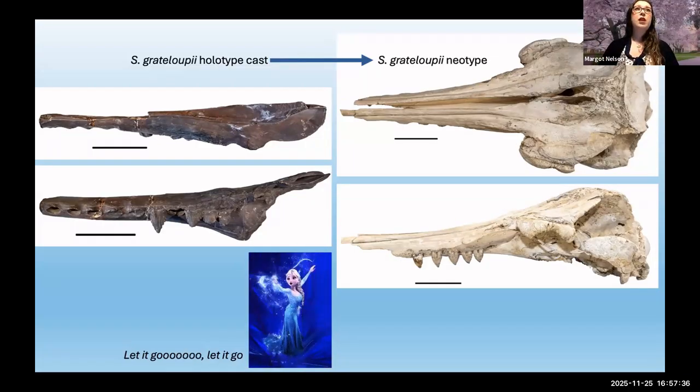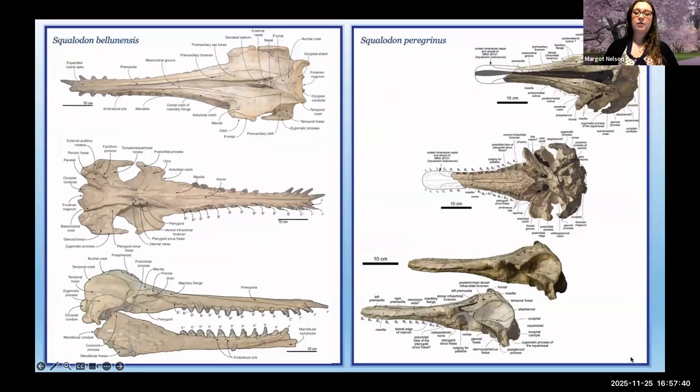When you're working with a lot more specimens, like when I was in Padua, I had multiple specimens of Squalodon bellunensis, I had Squalodon peregrinus, and then I had Eosqualodon laterostris. I had to look at all of those within a week. You do have to speed up your processing of those specimens.